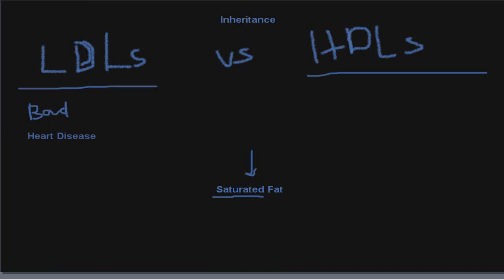And cause strokes and all kinds of bad things to your body. And then obviously, good ones can prevent that. High density lipoproteins can prevent that. If you want to know how to spell lipoproteins, it's lipoproteins. As far as I remember, that's how you spell it. If I'm wrong, correct me.